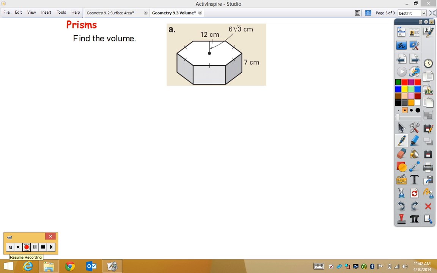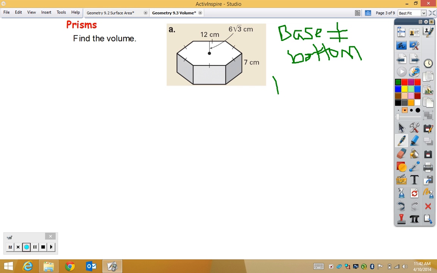So first we are going to do a prism. To find the volume of the prism, you need to find the base. You have to be careful with the bases, which is what students tend to struggle with. Base does not equal bottom. The bases have to be parallel and kind of unique.